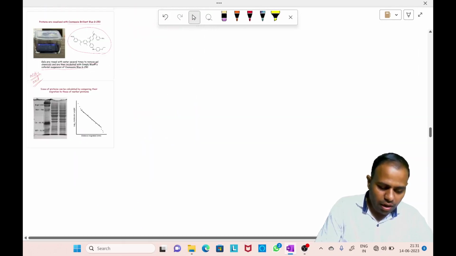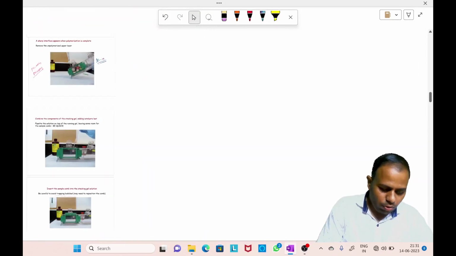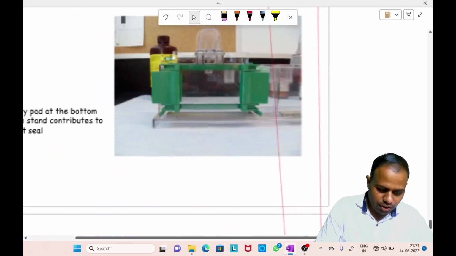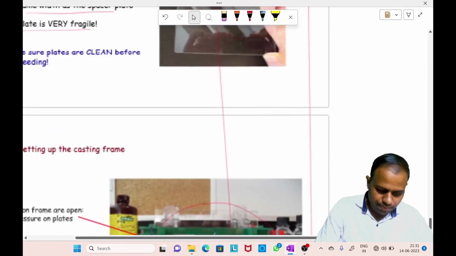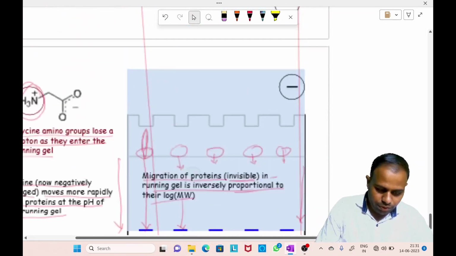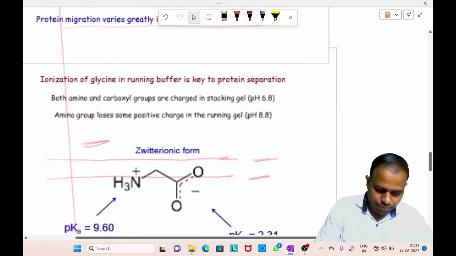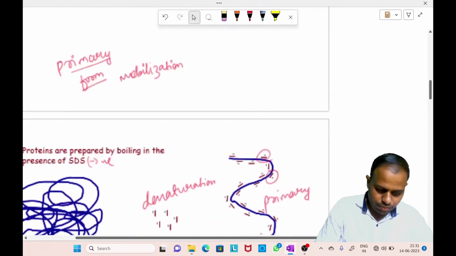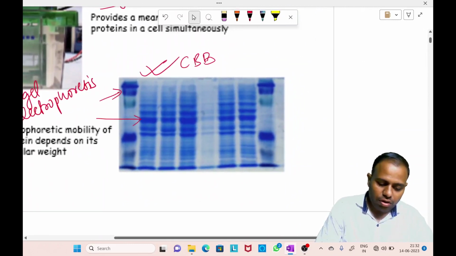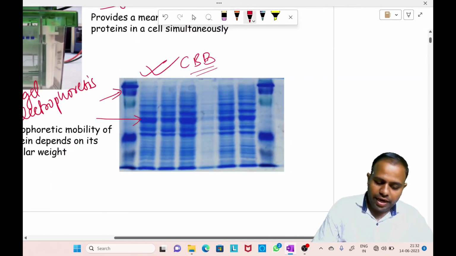I already showed it at the top. You can see. Not this one. Wait. This. When stained with Coomassie blue, the protein looks like this. The bands look like this.